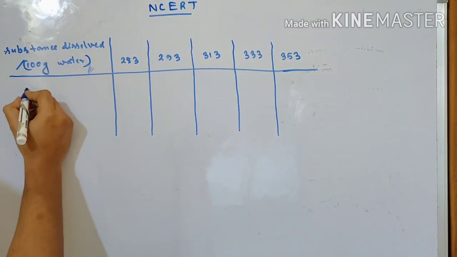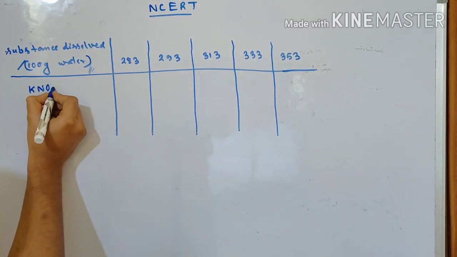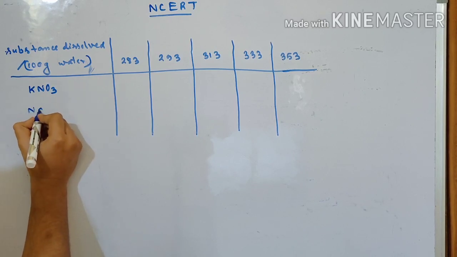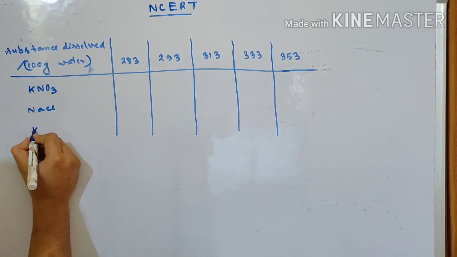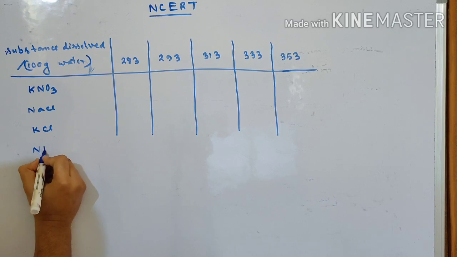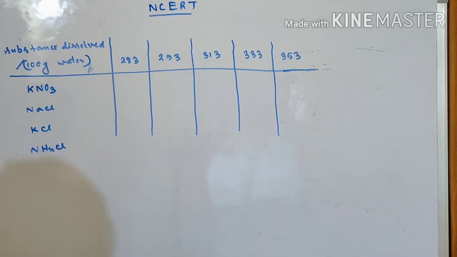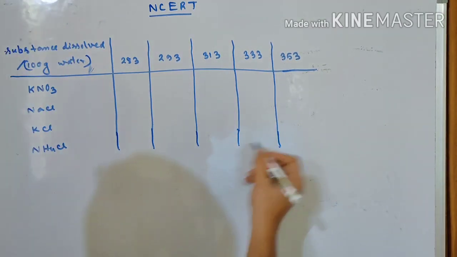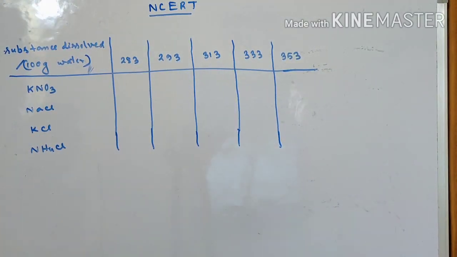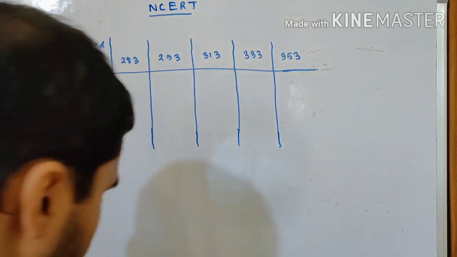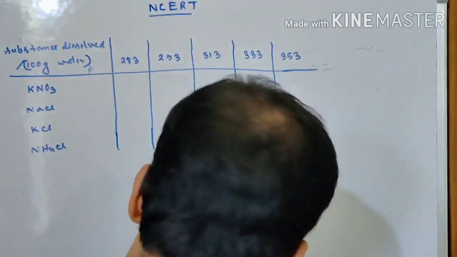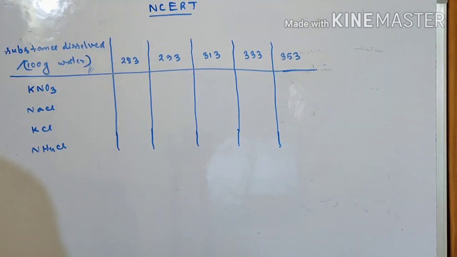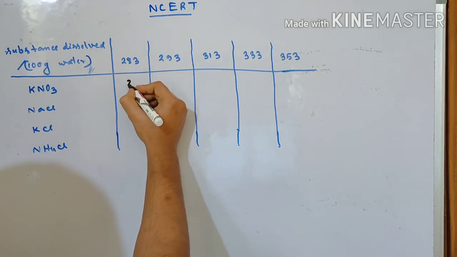So here we have potassium nitrate, then NaCl, then KCl, then ammonium chloride. So these are the 4 salts which are given, and we are checking how much will be dissolved in 100 gram of water. The values are given like this. So here it is, I'm just writing down one by one.